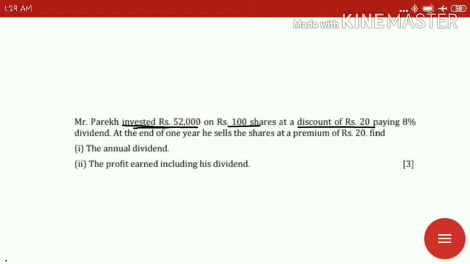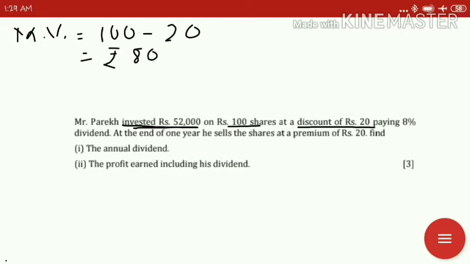So that means you have to calculate the market value by doing the simple calculation, that market value equals face value, that was 100, minus 20 discount, so I have put the minus, so rupees 80, that is the market value. Already I have shown you how to calculate the market value whenever it is given in rupees or in percentage, so on, or otherwise you can check my previous video. There I have already mentioned the market value and how to calculate it. And you can see that 8% dividend, so the rate of dividend is also given.